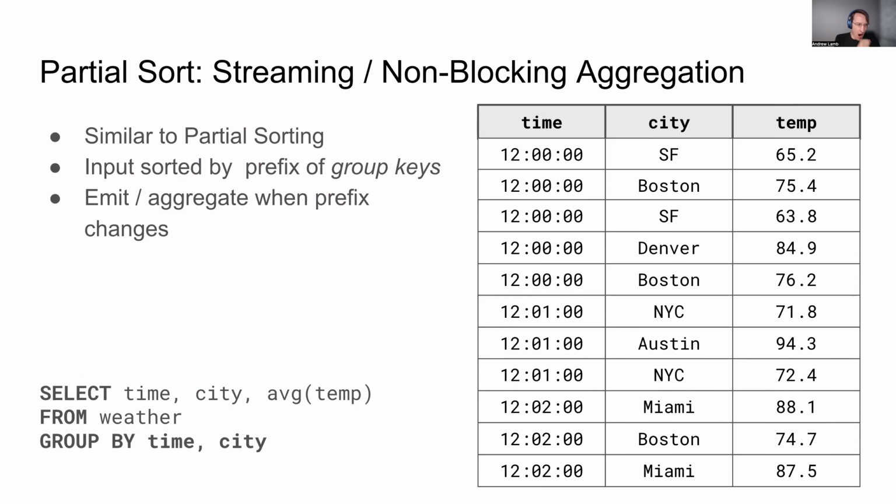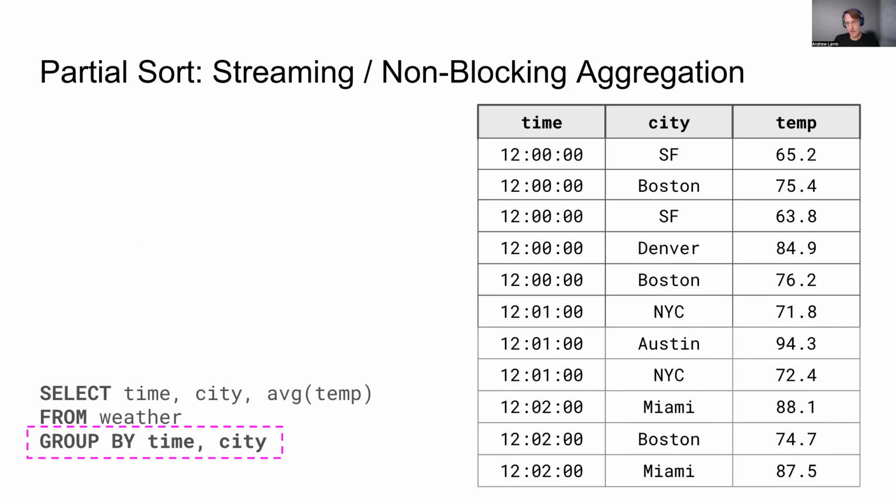All right. Next thing I want to talk about is partial sorting and aggregation. Again, this is very similar to the sorting one. In this case, if the sort order is a prefix of the grouping keys, you can emit the aggregate again when the prefix changes. It's approximately the same general idea.